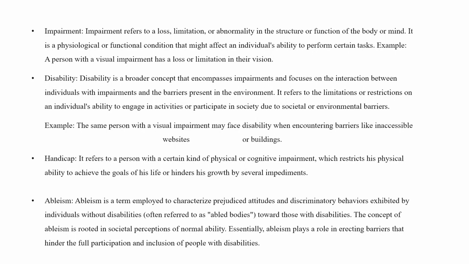Impairment, look at this, is very significant, and make sure you never lose your grip on it. It refers to a loss, limitation, or abnormality in the structure or function of the body or mind. That is the key, remember this. It is a physiological or functional condition that might affect an individual's ability to perform certain tasks. For your convenience, I have given an example as well: a person with a visual impairment has a loss or limitation in their vision, right.